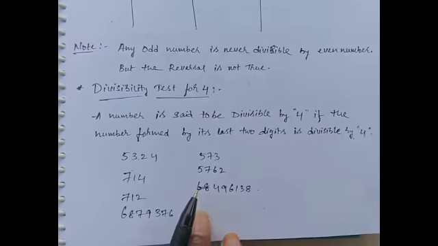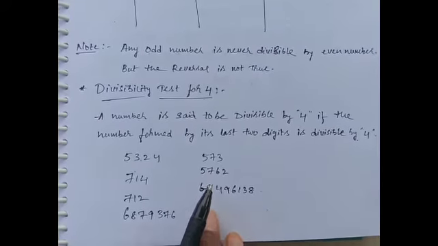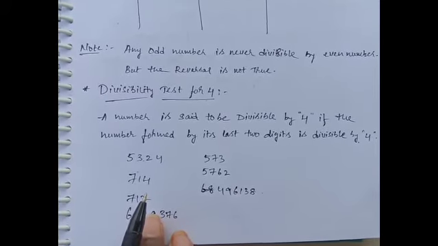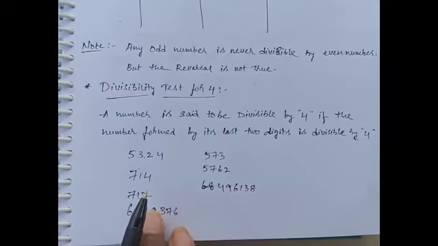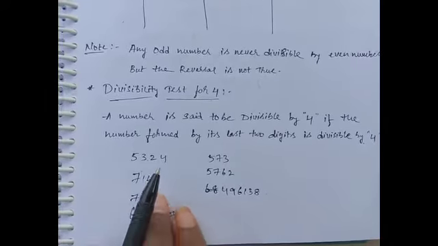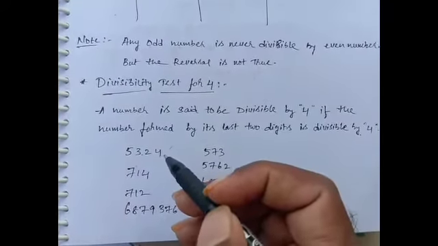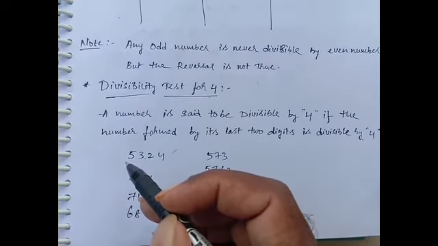If the last two digits of the number are divisible by 4, then you can say that the whole number is divisible by 4. If the last two digits of that number are not divisible by 4, then you can say that the number is not divisible by 4. Let's check some examples here. Let's take some random numbers.